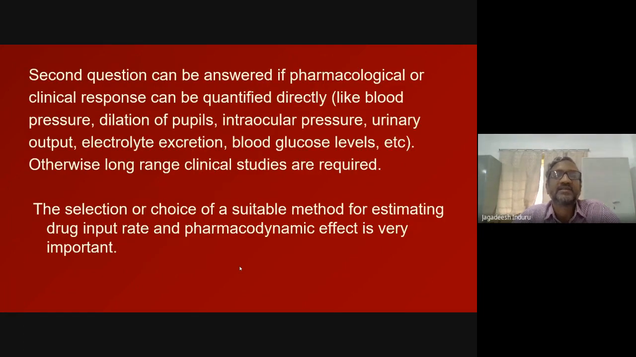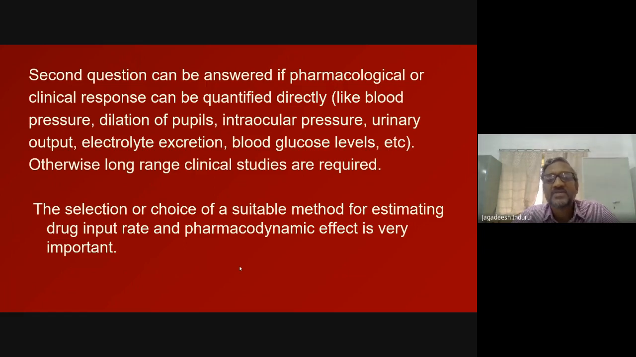In the second question, if the pharmacological and clinical response can be quantified directly, like the blood pressure and dilations of the pupil, or intraocular pressure, which can be measured directly, so we can take the pharmacodynamics, like measurement, reduction in the tumor size, reduction in the swelling. Such things we can estimate and see whether the drug has actually reached or targeted it, or the targeted approach is releasing the drug and acting or not.